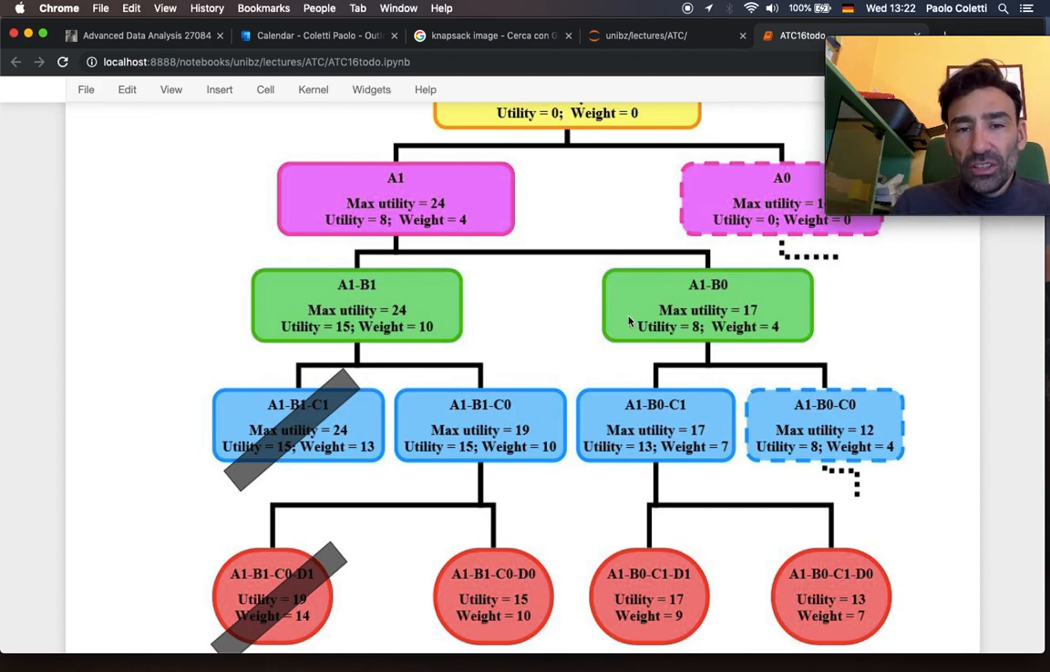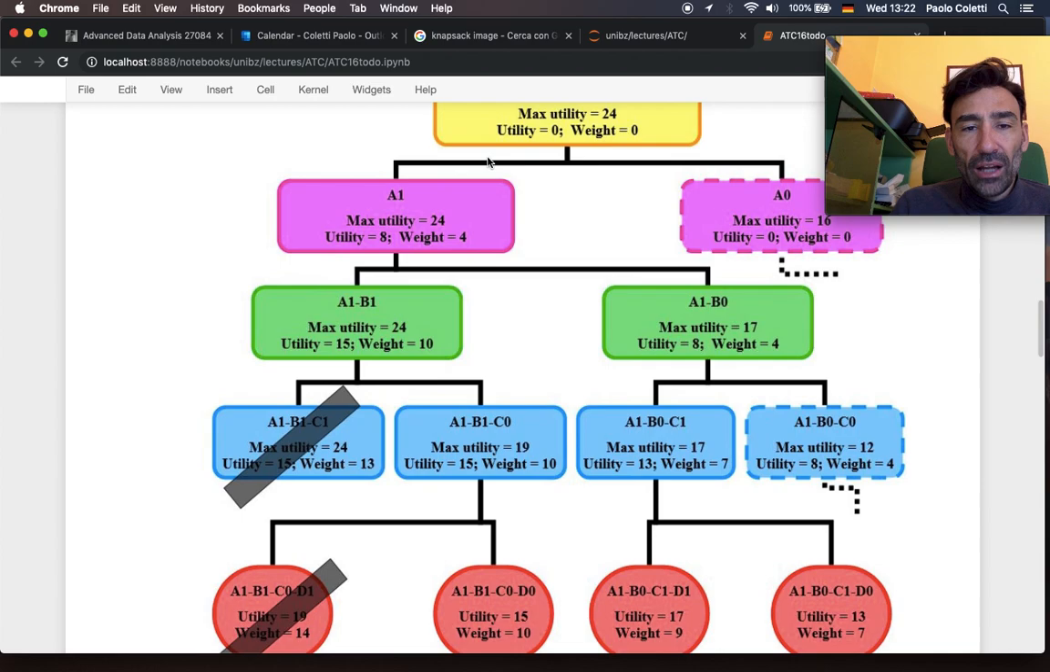But just for curiosity, let's see. I have to do 1, 2, 3, 4, 5, 6, 7, 8, 9, 10, 11, 12, 13. Okay, I have to examine 13 cases, while examining all the possibilities will be 16. We didn't save that much, but because the number of items was 4, if it were 4,000, it would have saved much more.